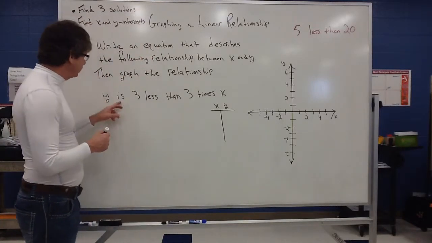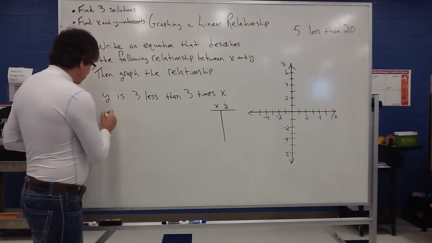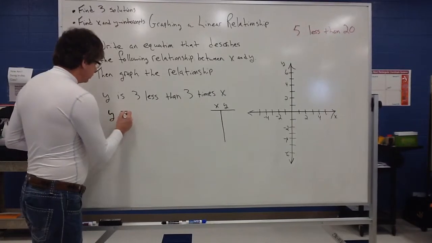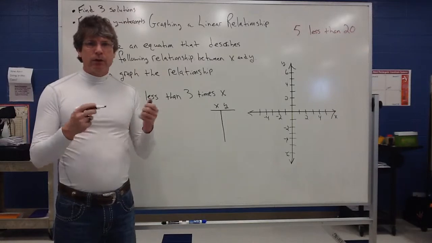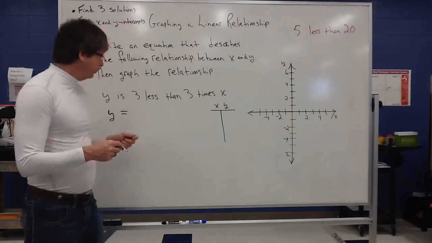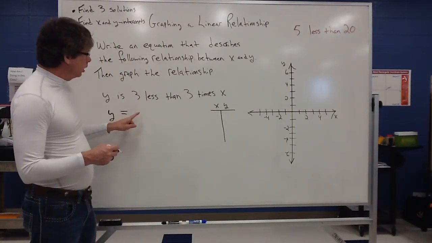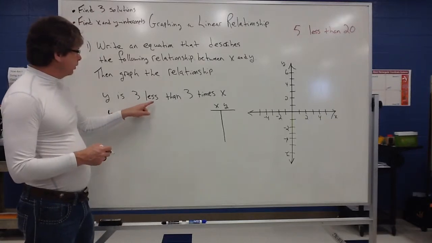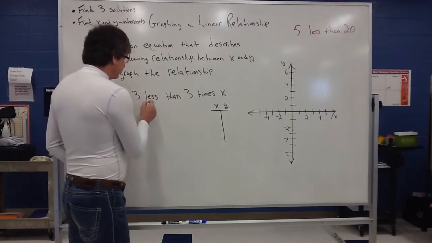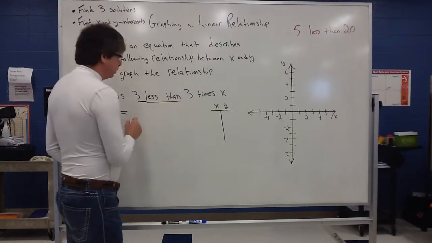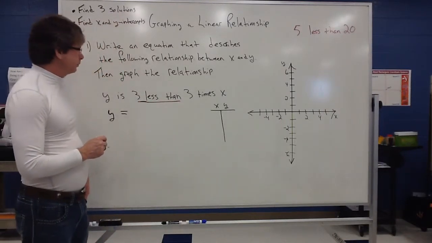So I have y is, to me, that kind of stands for y is equal to. Is can be a synonym for is equal to. So in this case, I'm picking up on y is, and what is it equal to? 3 less than 3 times x. What's confused me a little bit is this 3 less than. This part here, 3 less than.